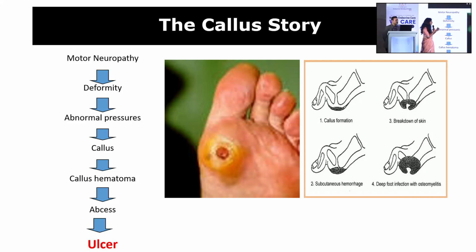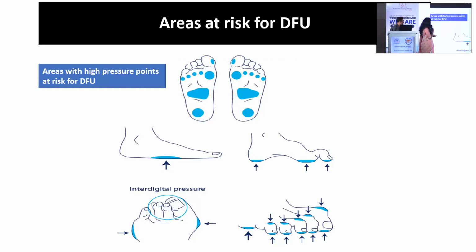There's a hematoma which breaks down and then leads to an ulcer. So these calluses are the most important alerting sign. Now, depending on the deformity in the foot, patients can have different types of ulcer wherever there is high pressure. Like if there is a collapse of the mid-foot, like in a rocker bottom or a short course, you would have a mid-foot ulcer.